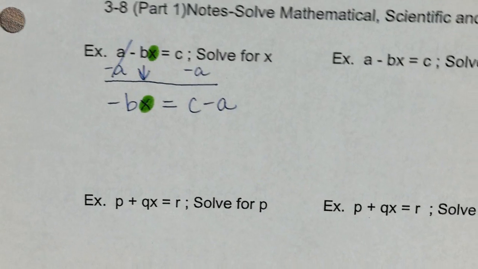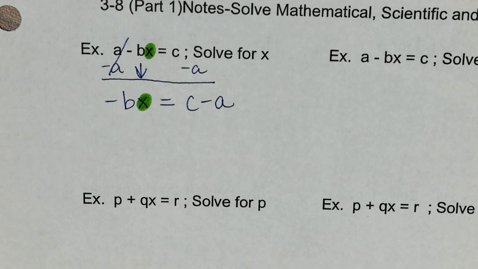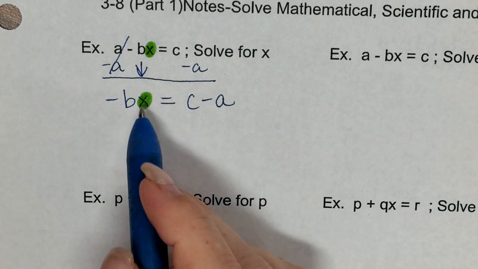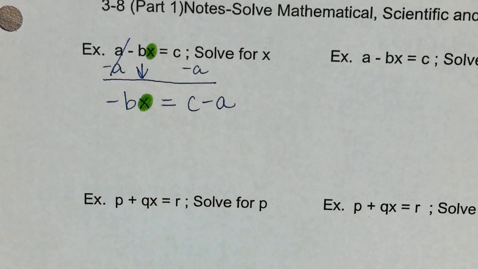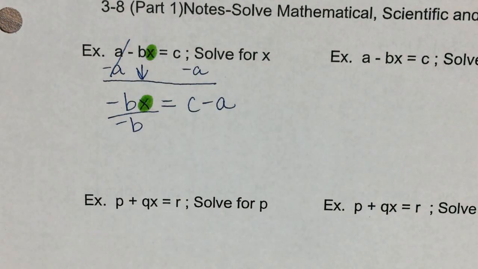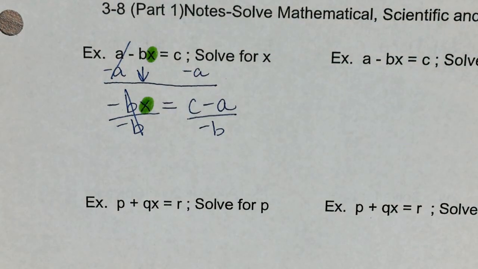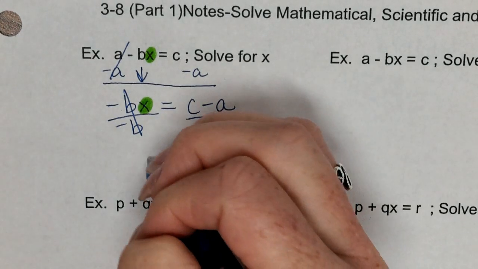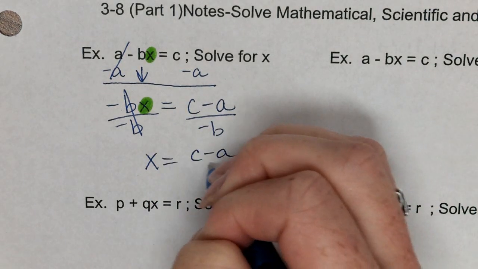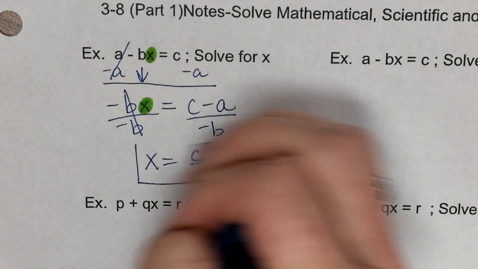So the highlighting really just helps you see what you're trying to do. I'm trying to get X by itself. So to get X by itself, how am I going to get rid of this negative B? How is it attached to the X? By multiplication. So what is the opposite? So I need to divide both sides by negative B. Now I have to divide the entire side by negative B. That cancels out because negative B divided by negative B is positive 1. And 1 times X is X. Is X now by itself? So I have X equals C minus A over negative B. And I'm done.